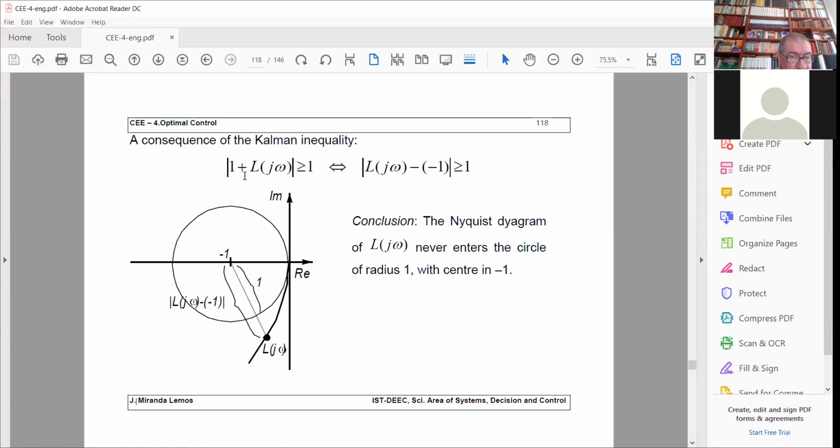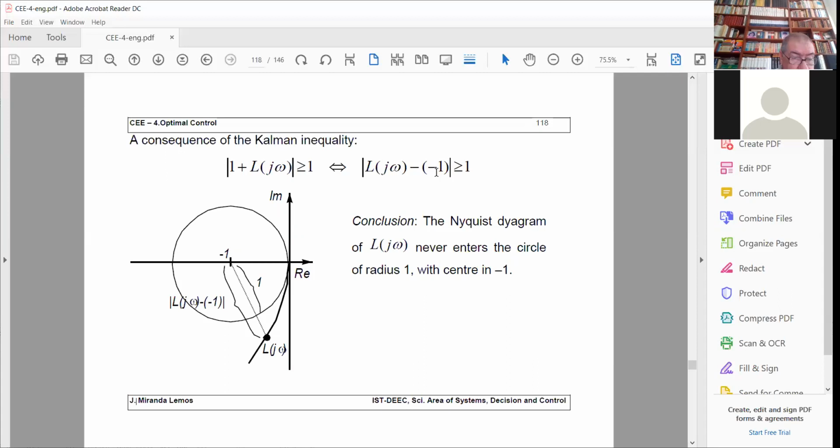So the modulus of 1 plus L is the same as the modulus of L plus 1, because you can multiply by minus 1 what is inside the modulus. Modulus of the product is the product of the modulus. So it would be the modulus of minus 1 times this modulus, and the modulus of minus 1 is 1. And furthermore, you can write plus 1 as minus minus 1. Now, what does it say? It says that this is the distance between L at frequency omega and the point minus 1.